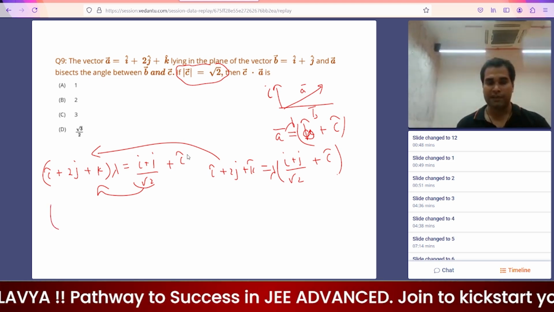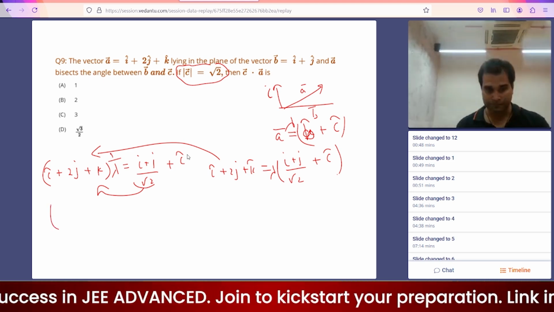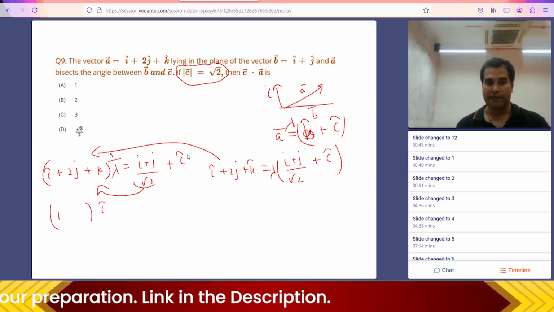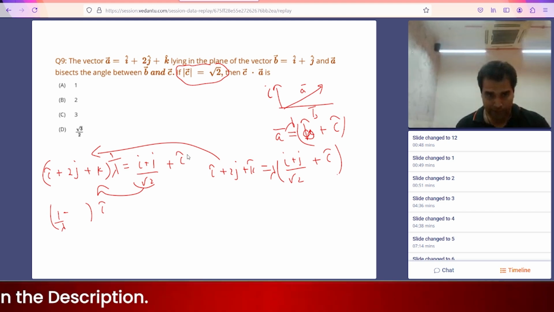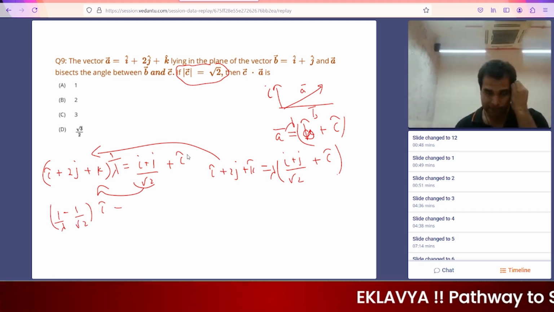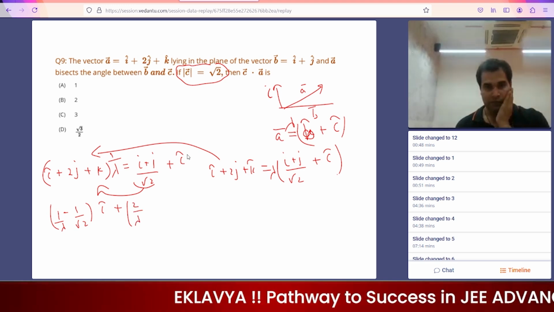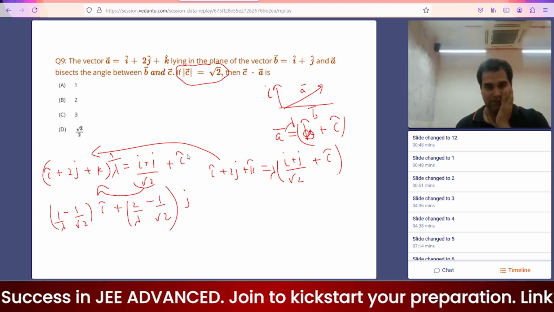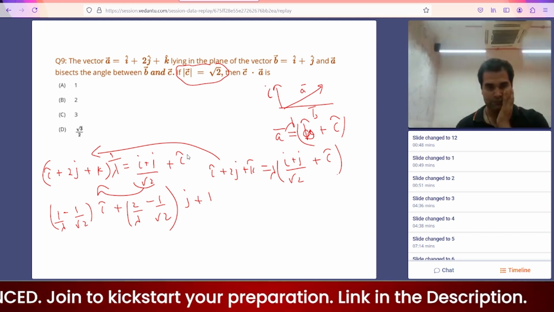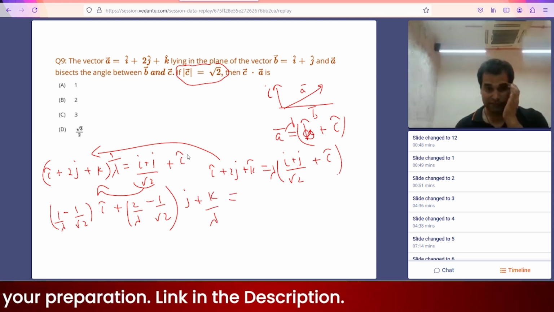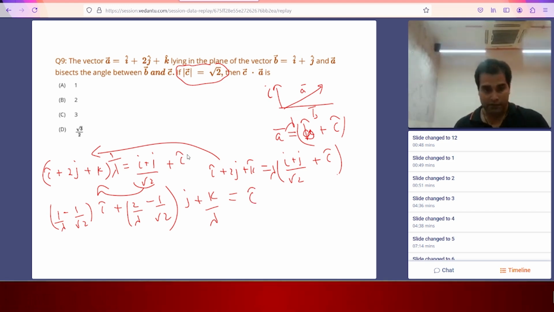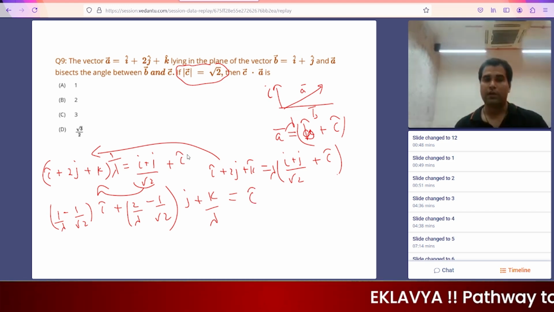If we transpose the left hand side, here 1 by lambda, the coefficient of i can be written as 1 by lambda minus 1 by root 2, and the coefficient of j is 2 by lambda minus 1 by root 2, and plus k by lambda. This is a unit vector of C.